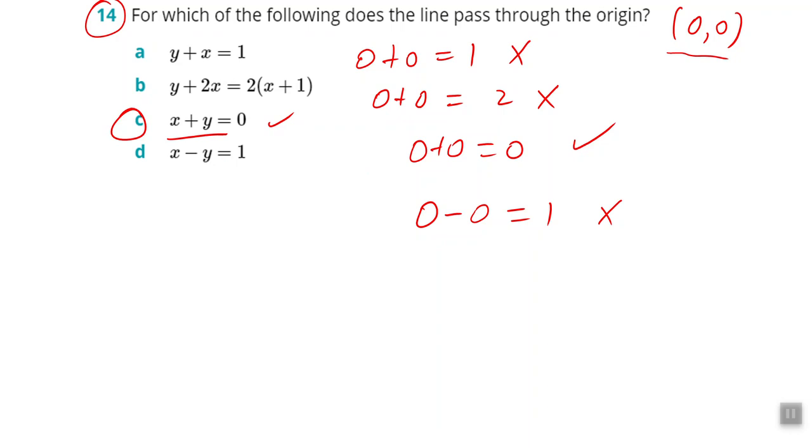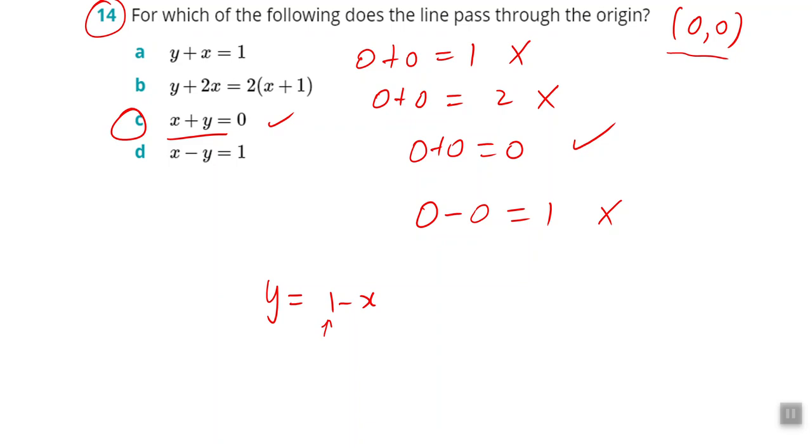Another way you can determine this is if you rearrange all these equations to turn them into y equals mx plus c form. For the first equation, if I go y equals 1 minus x, as you can see, the c value is 1, so we know that it's not going to pass through the origin. The y-intercept's already a 1.